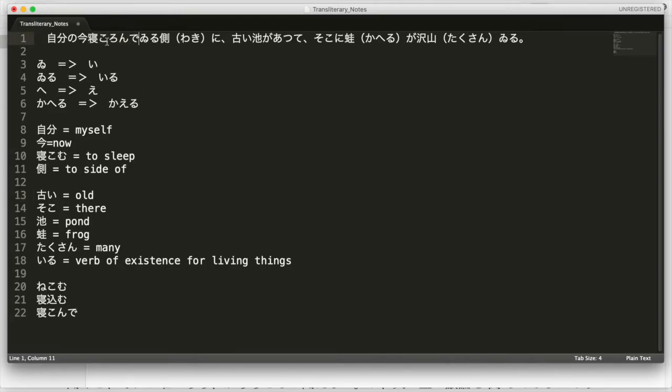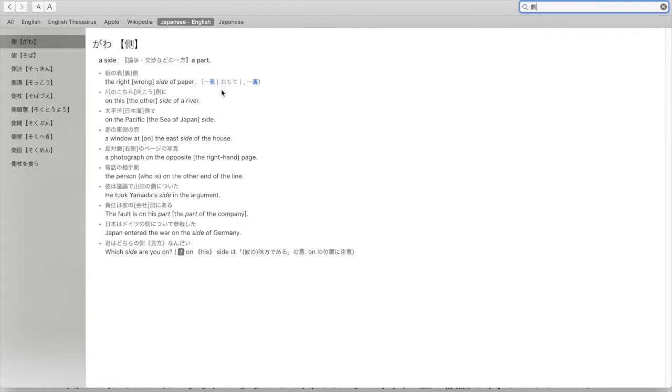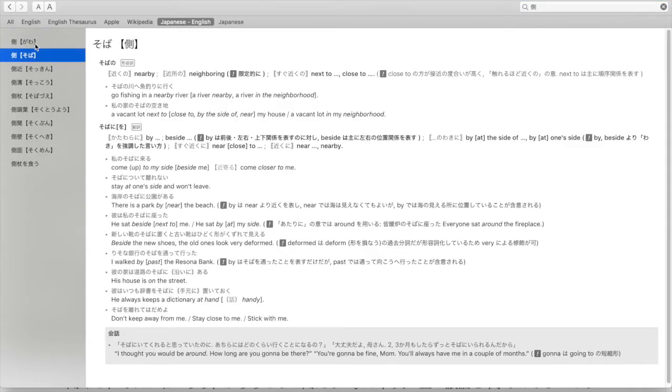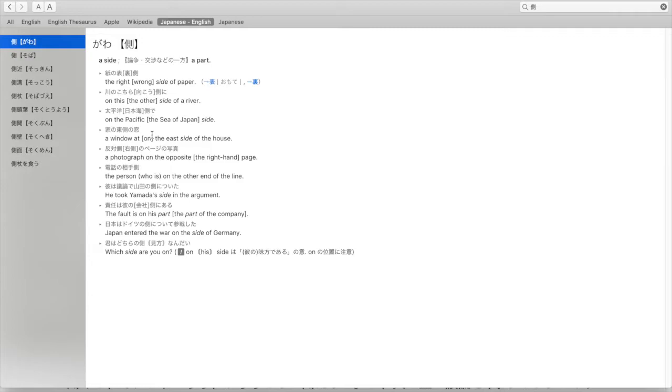So ima nekonde iru waki ni. So again, waki is sort of like the side or next to, right? And if you're not sure, of course, you can just double check. Use either Japanese or here. And notice there's two different readings. Ironically, neither of these are the ones that are in the text in terms of the furigana.